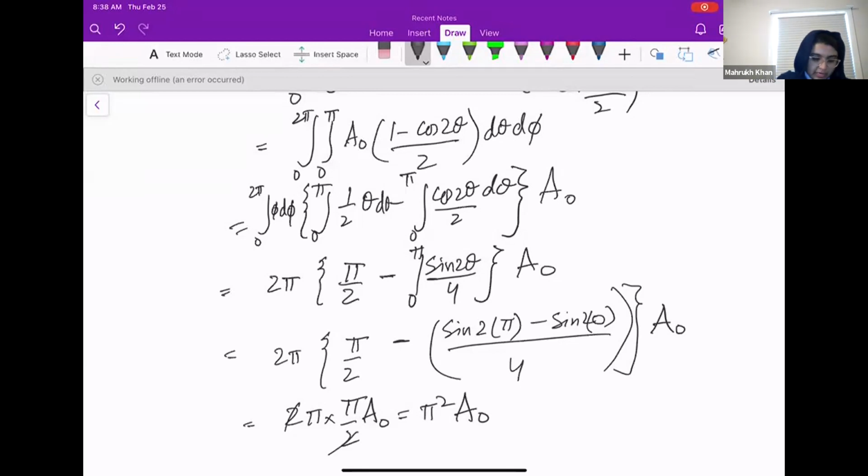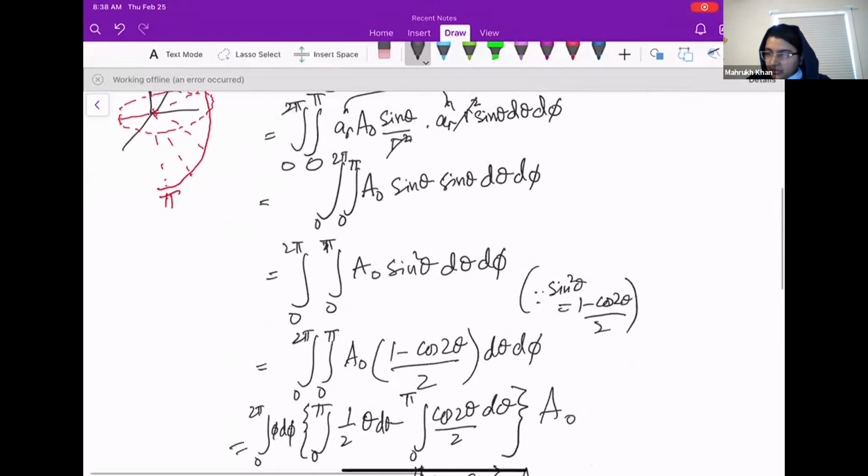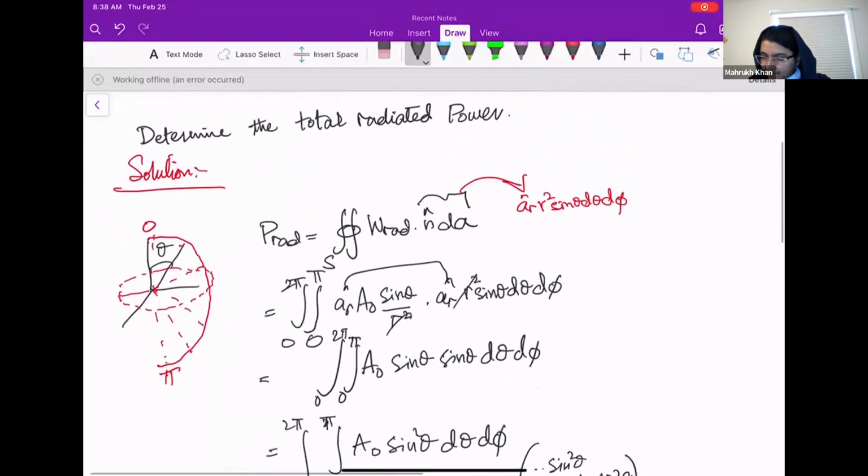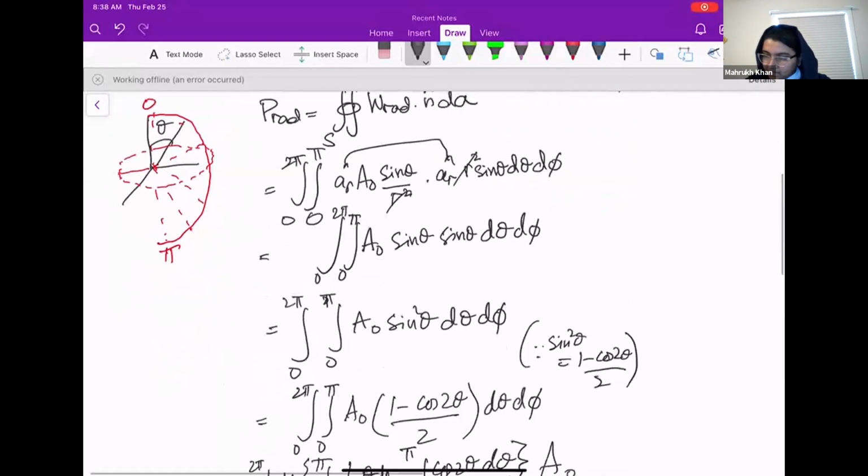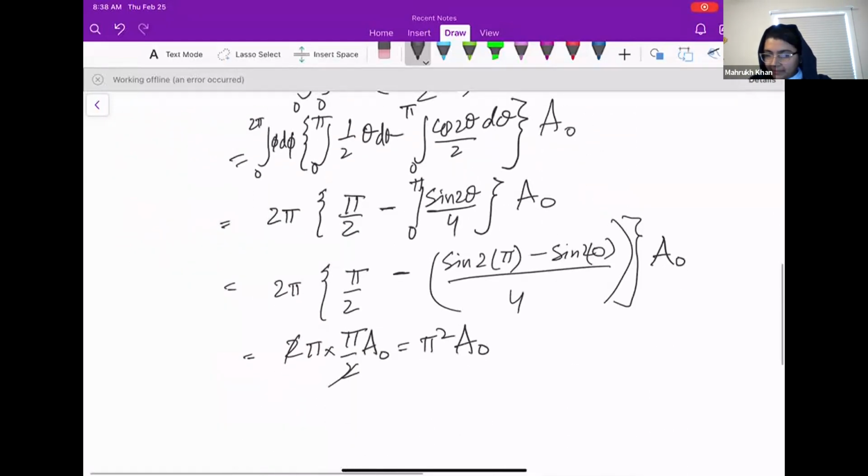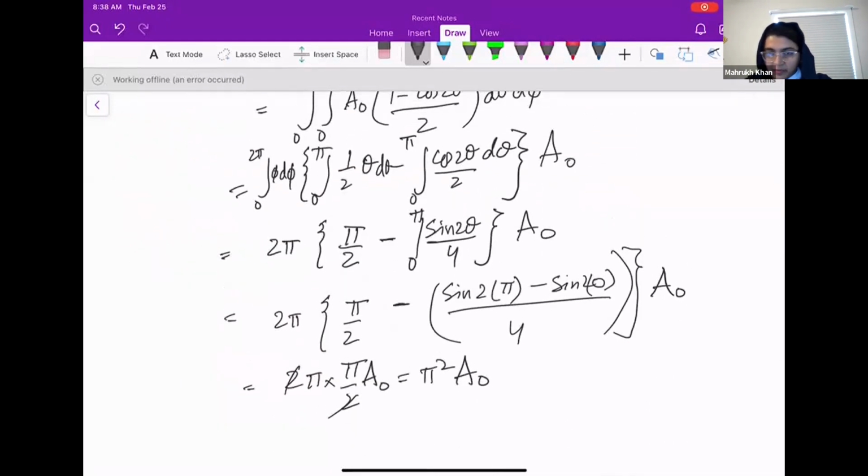So this is the radiated power, and you can see it's a real component. It's not having any imaginary component in it, right? So this is a total radiated power for antenna. Okay. Are we good about this?